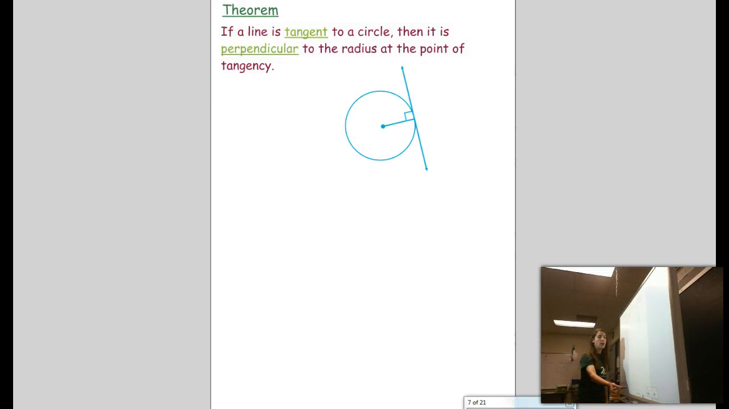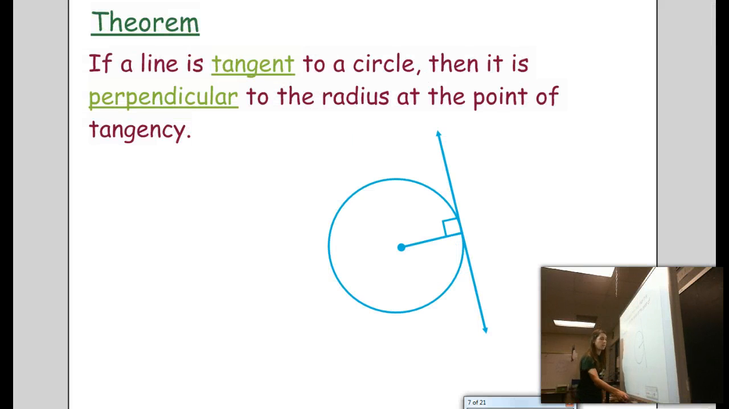Alrighty then. We already know this one, but let's remind ourselves of this one. If a line is tangent to a circle, then it is perpendicular to the radius at the point of tangency.